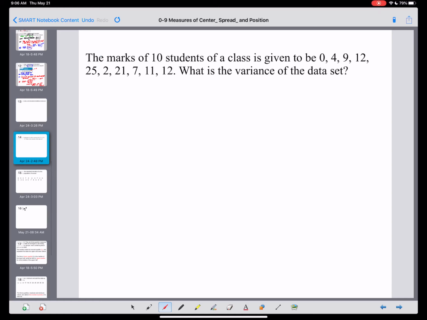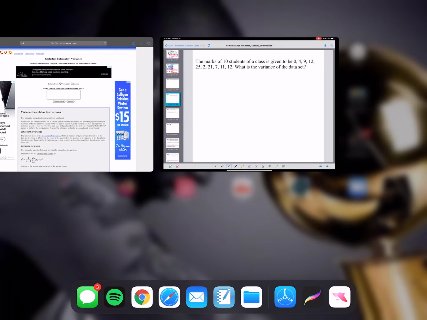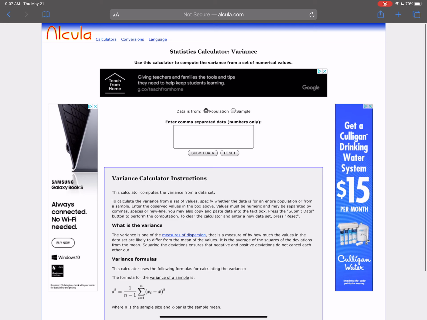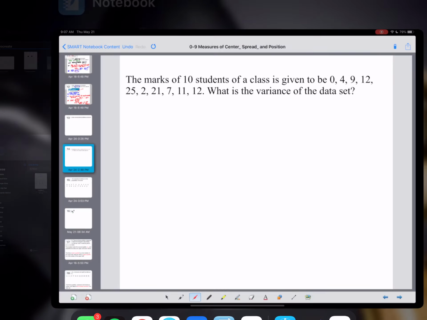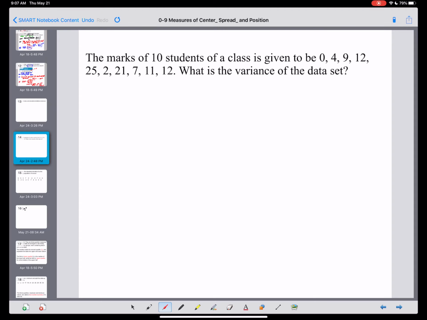Okay, the marks of 10 students of a class are given to be 0, 4, 9, 12, 25. You have to ask yourself, okay, I'm finding the variance. Am I doing a sample or population? If you look at the chart at this site, on top it says sample or standard population, right? You have to make that distinction. Which one are we talking about in our problem right here?